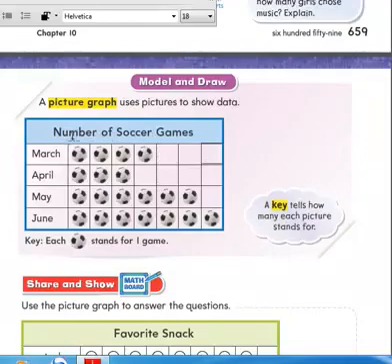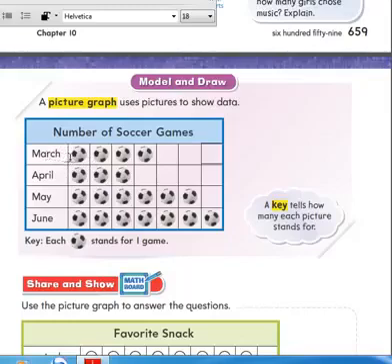So I have to look at the title of the picture graph here. The title here is number of soccer games. And we have here in the first column March, April, May, and June, and we have here some balls. In any picture graph, we have to find the key. What is the key here? We can know the key from the title of the picture graph. The title here is number of soccer games. So each picture, or each ball, here in this picture graph stands for or represents one game.